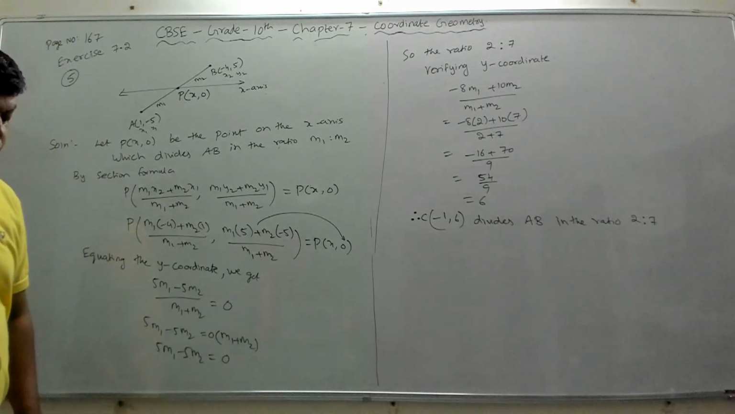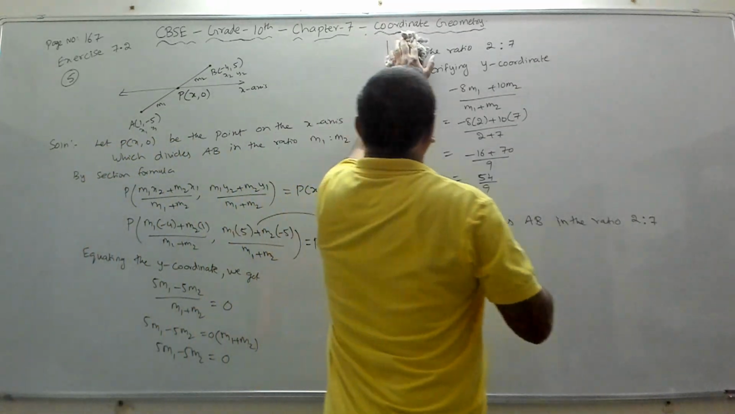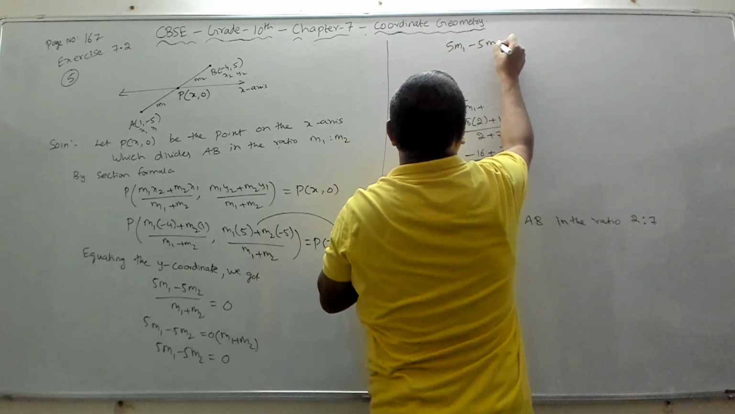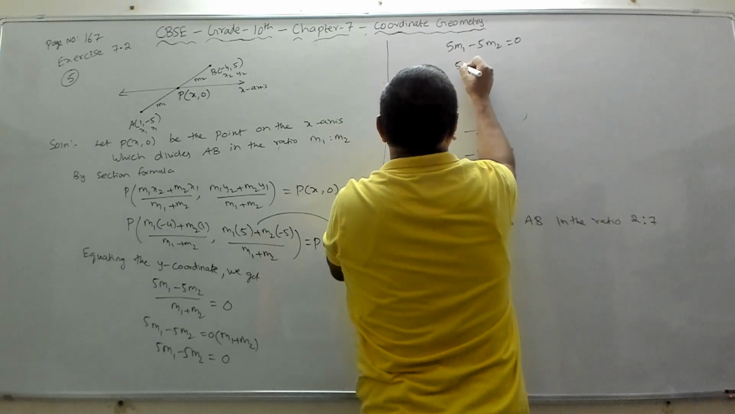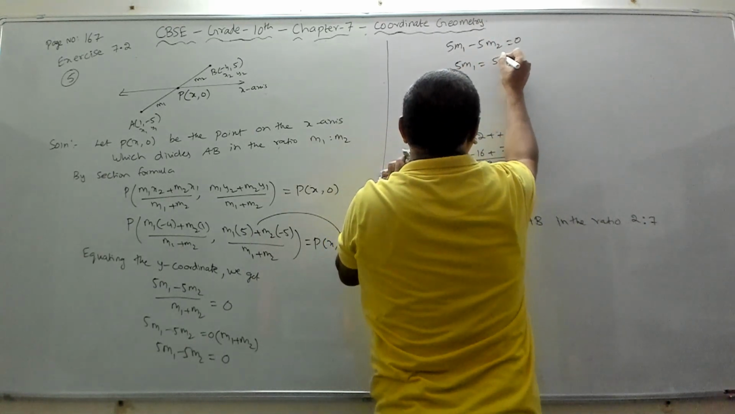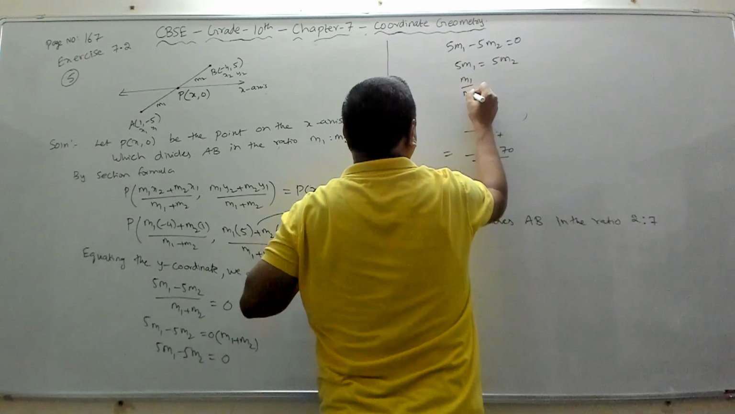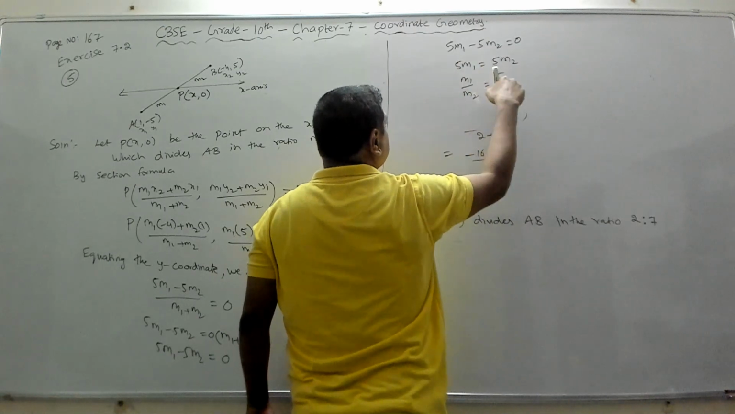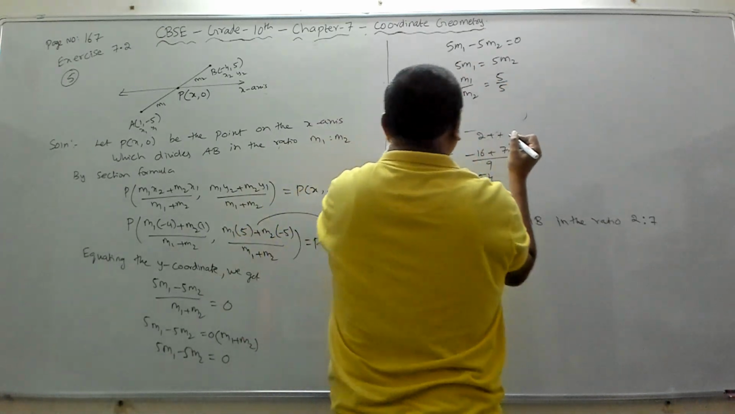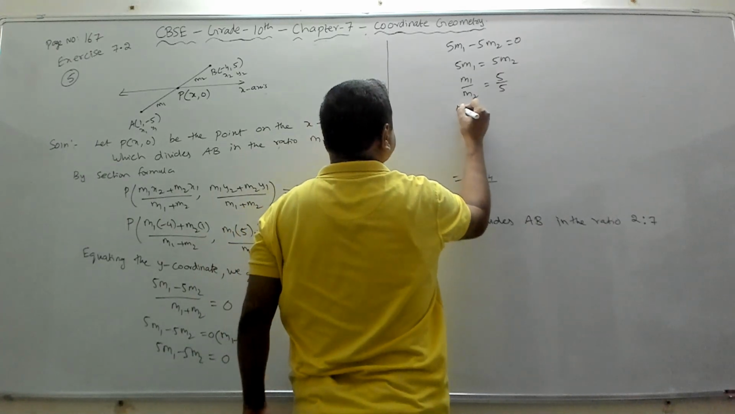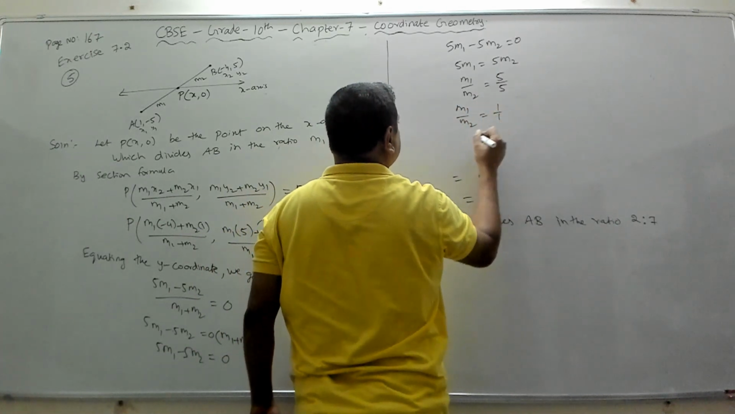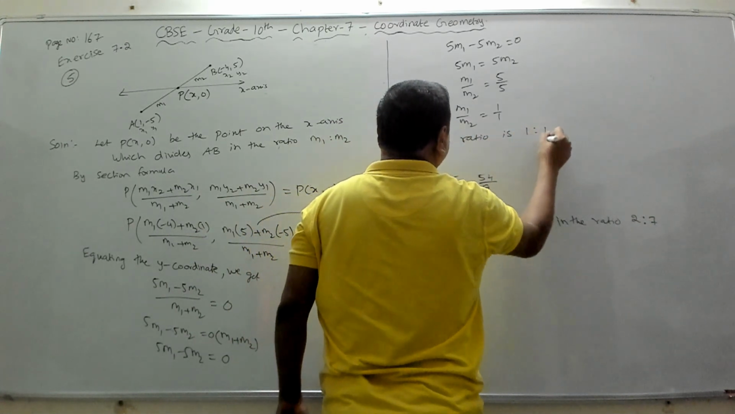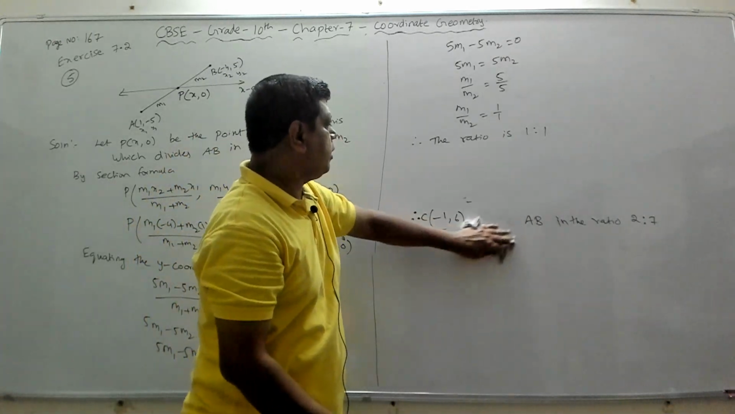Right? So now if you continue, we get 5m1 minus 5m2 equal to 0. So 5m1 equal to minus 5m2 goes to the other side, it becomes plus 5m2. Now m1 by m2, this m2 comes to the left side, it goes to the denominator, which is 5 by 5, since this 5 goes to this side. So m1 by m2 is 1 by 1. Therefore the ratio is 1:1.